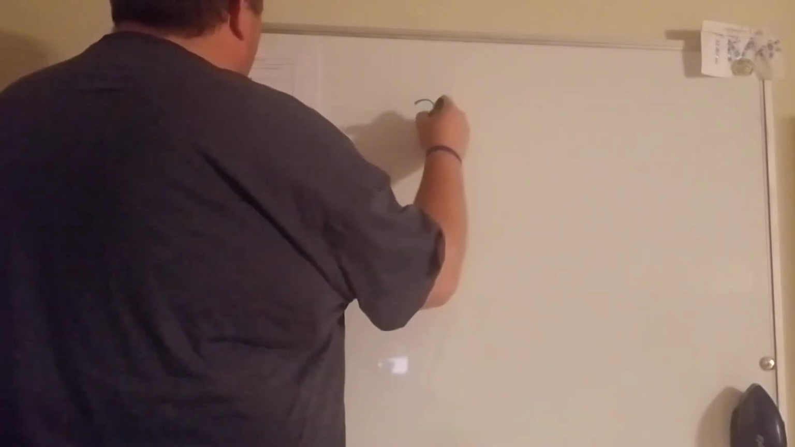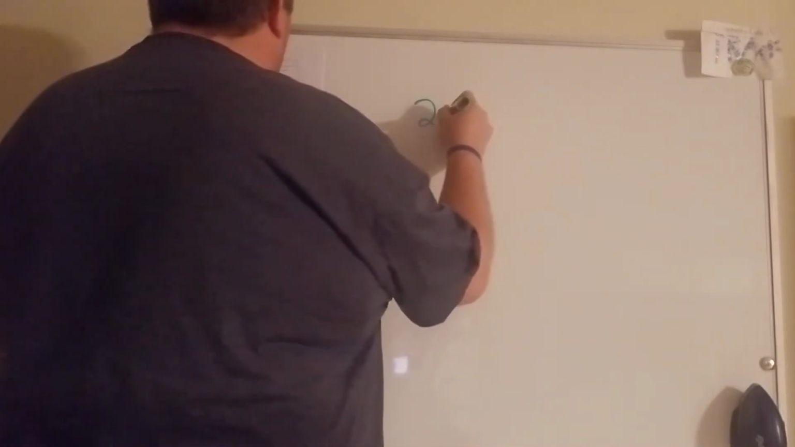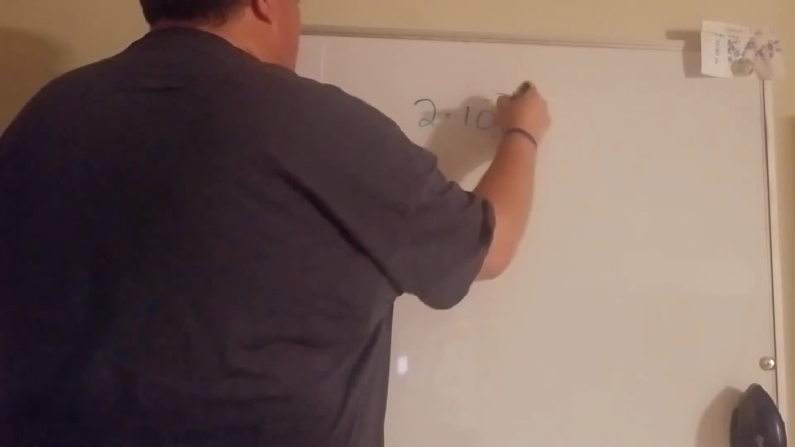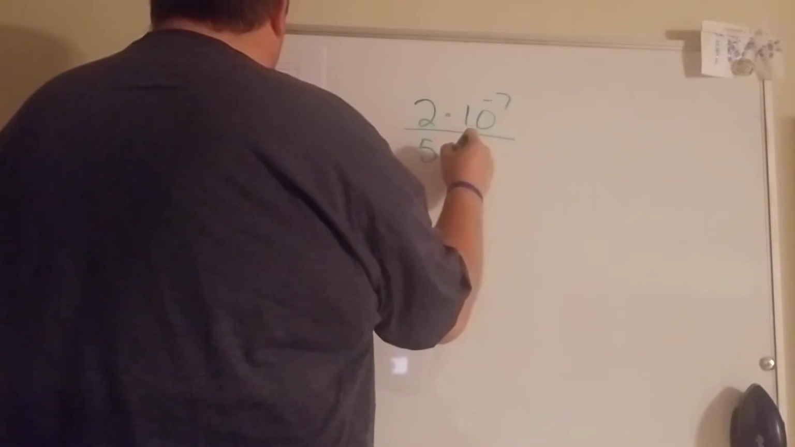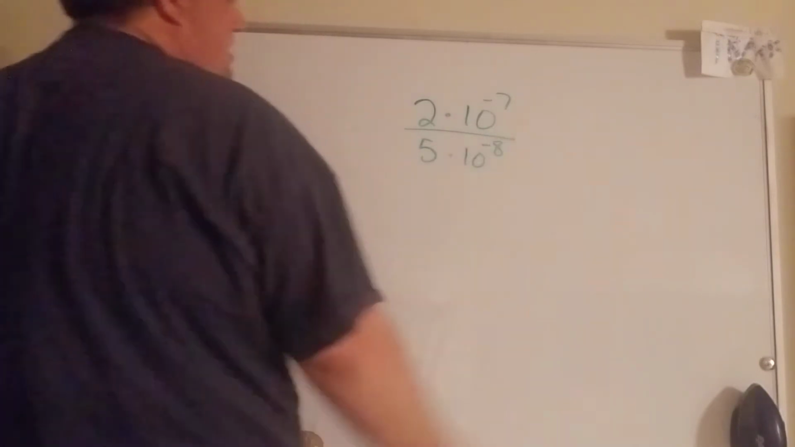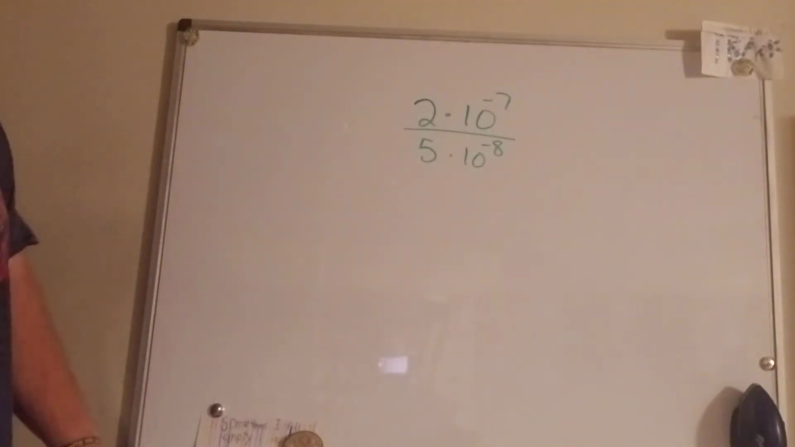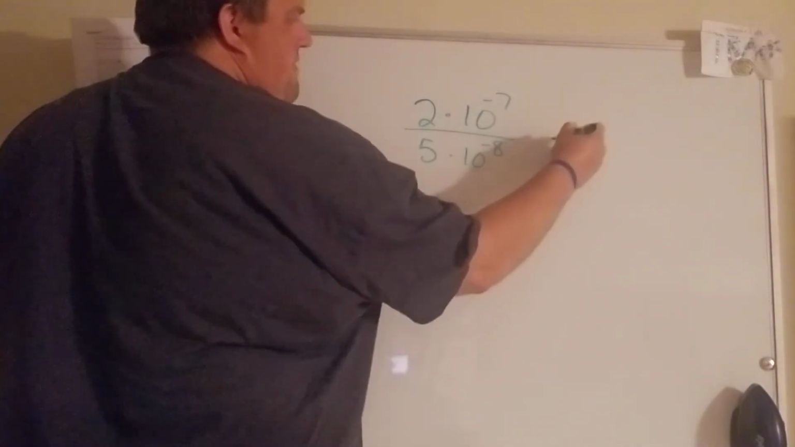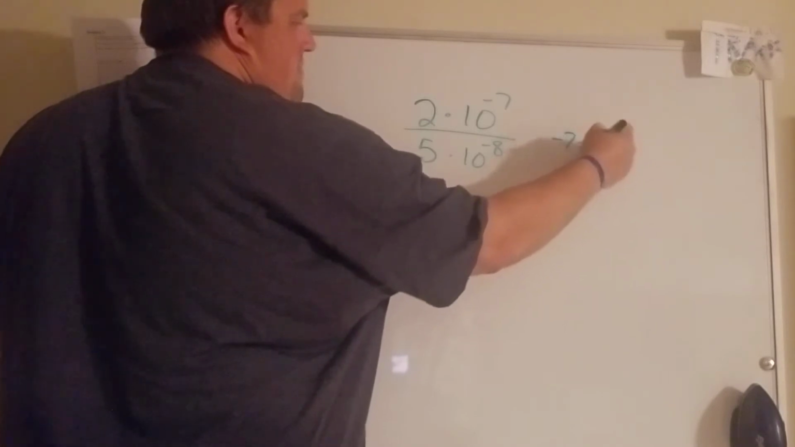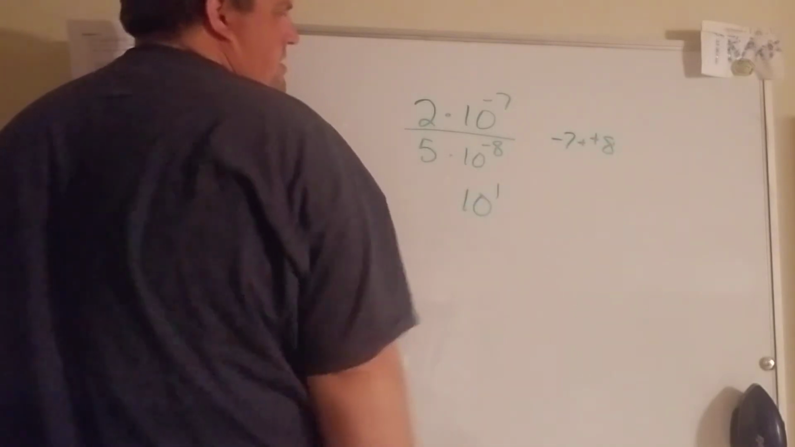So strontium came first in the question part, so that goes on top, than fluorine, 5 times 10 to the -8. So we set up our division problem, because it's how many times bigger. Subtract -7 minus -8. Bam, bam, is going to be 10 to the first.